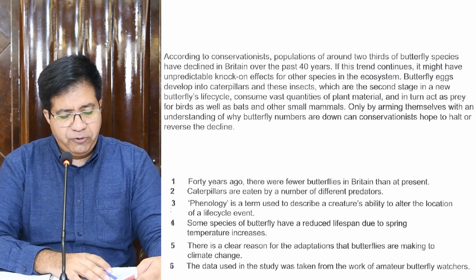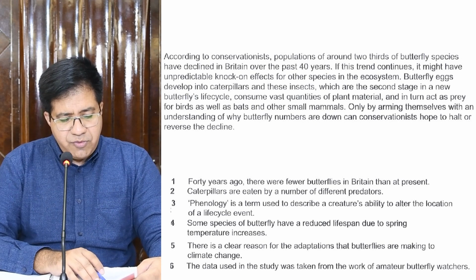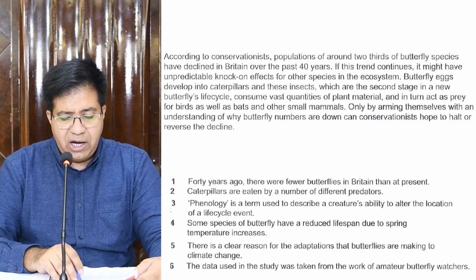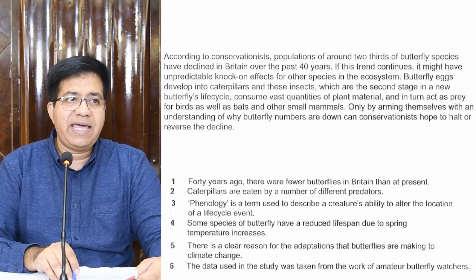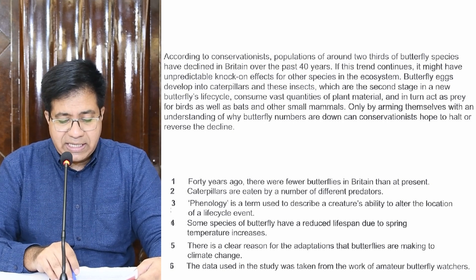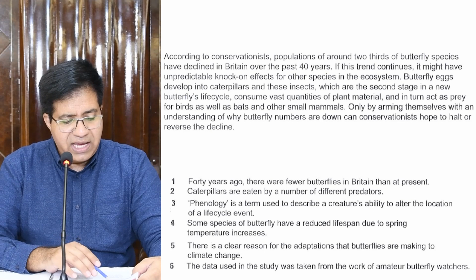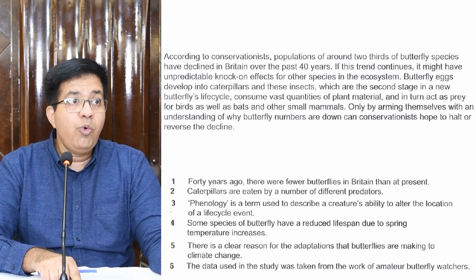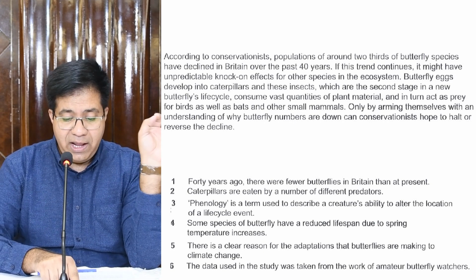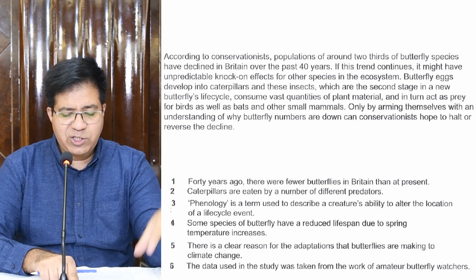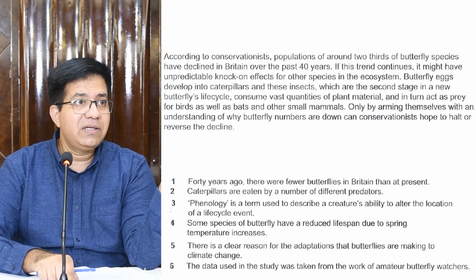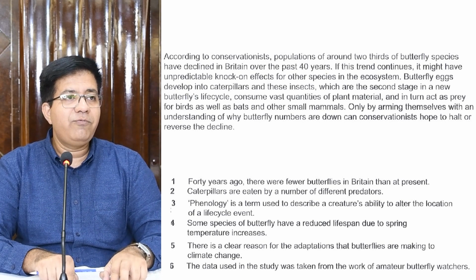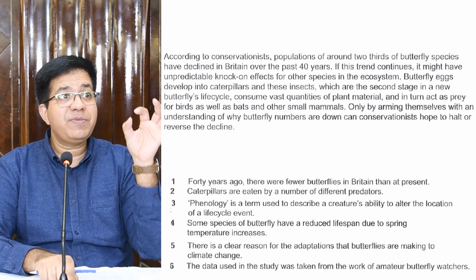So first paragraph, 4th line. I'm going to read it from there. Develop into caterpillar, and these insects, which are the second stage. What do they mean by these insects? Caterpillars, exactly. Second stage in a new butterfly's life cycle, consume vast quantities of plant material. Who consume? Caterpillars consume. And in turn, act as prey. Now, prey means hunt. They act as prey for birds as well as bats. Now, what are their predators? Birds as well as bats.